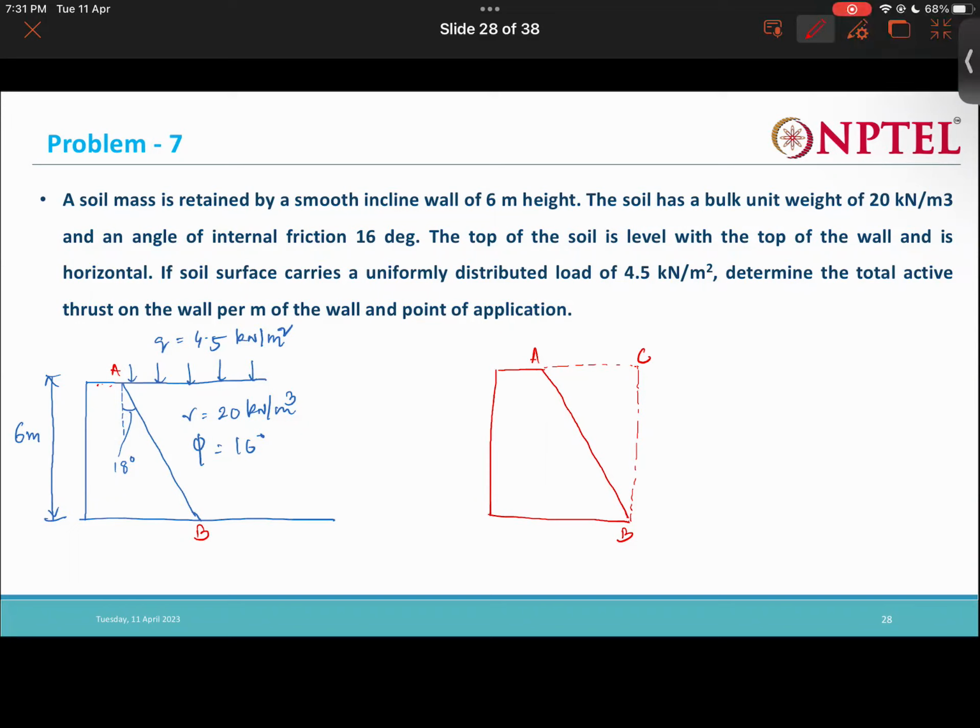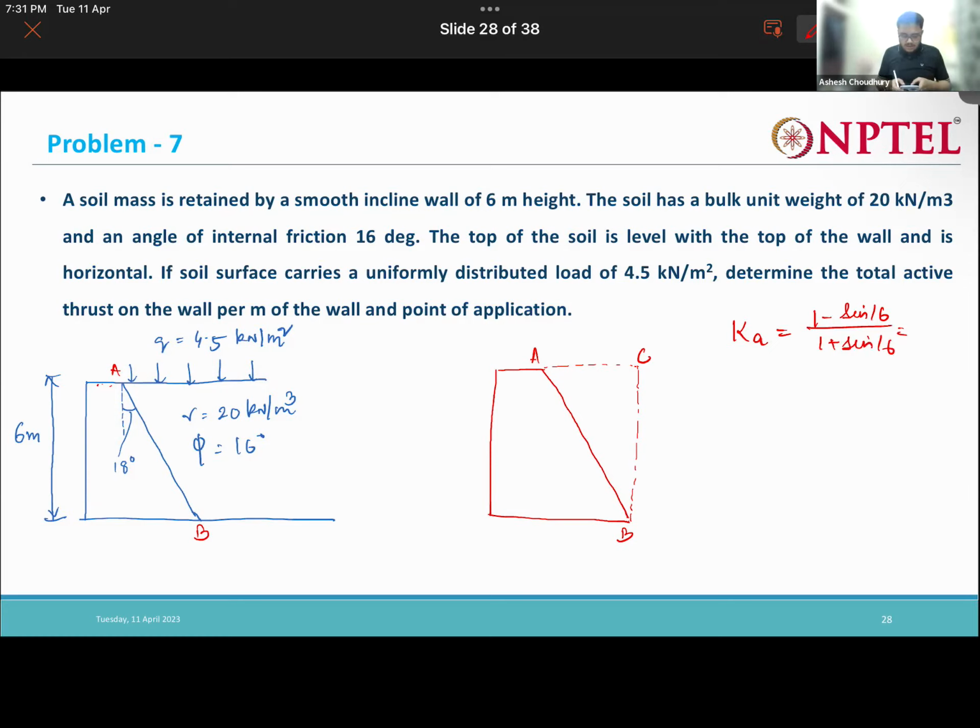So let us first determine the Ka value. So what is Ka? 1 minus sine 16 by 1 plus sine 16. So what is it? Sine 16 is 0.2756, so 0.7244 divided by 1.2756, which is 0.568.